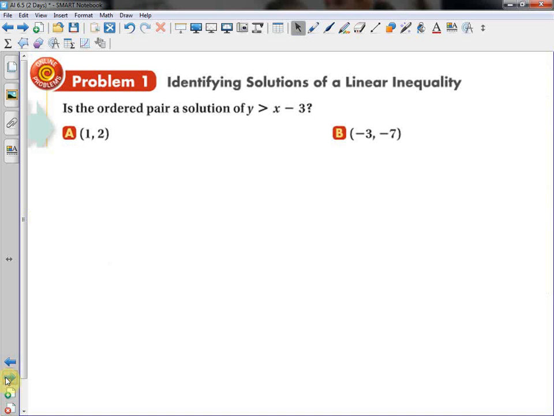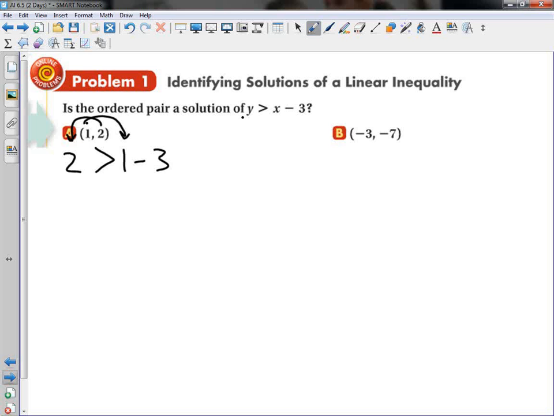All right, so here's problem 1. It's asking, is the ordered pair a solution of that inequality? All right, so let's start with A, 1, 2. Now, when I want to know if it's a solution, I'm going to plug those into the appropriate places. So y is 2. It needs to be greater than 1 minus 3. The 1 went there, the 2 went there. And now we need to do our math.